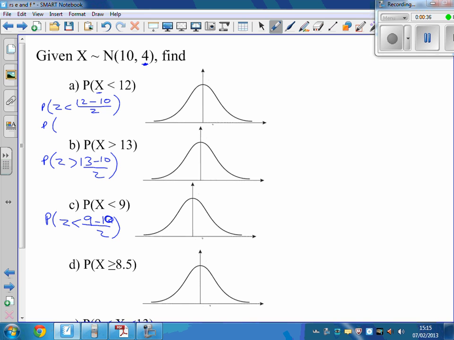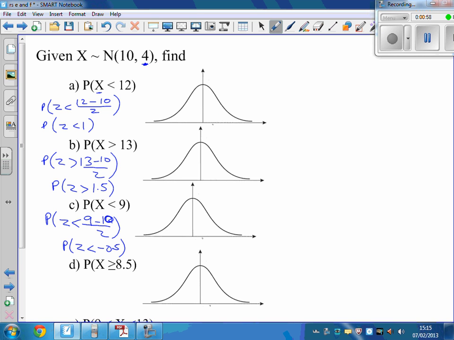So the values I'm looking for here is the first one, I want the z value to be lower than 1. This one here, I want the z value to be greater than 1.5. And here I'm finding out when my z value is lower than minus 0.5. Again, I'm going to draw a table for every single one of them.